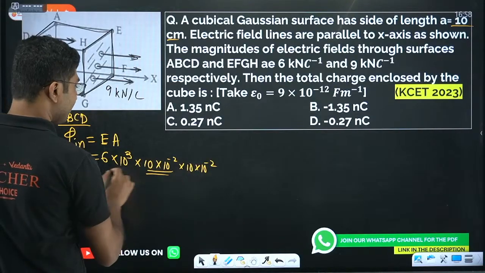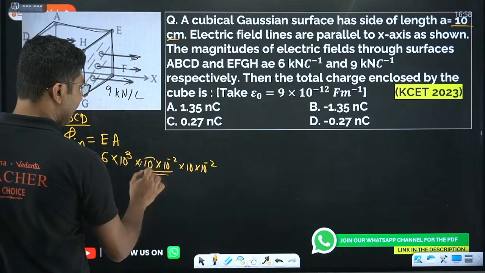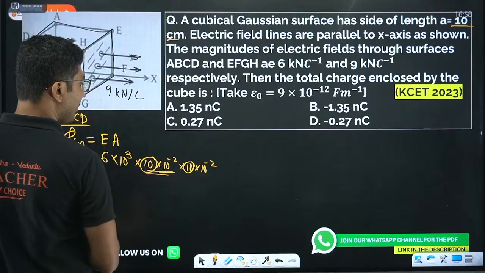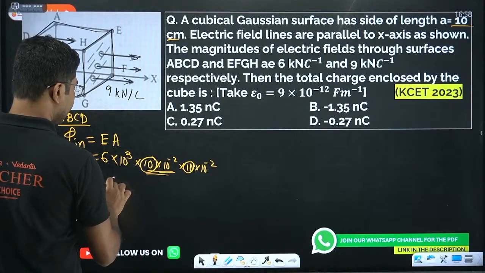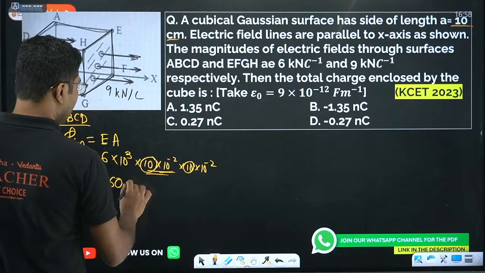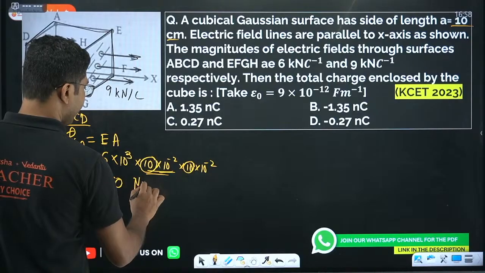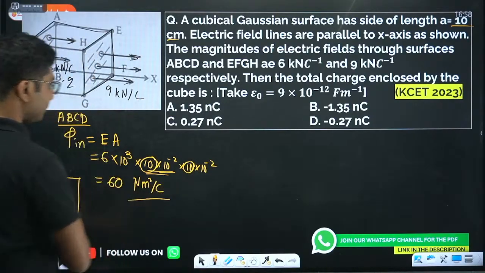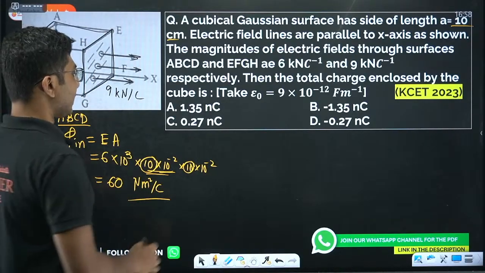So now let us simplify. 10 into 10 is 100, and 100 and 10 to the power of minus 2 cancels. You get 60 Newton meter square per coulomb. So this is the incoming flux.